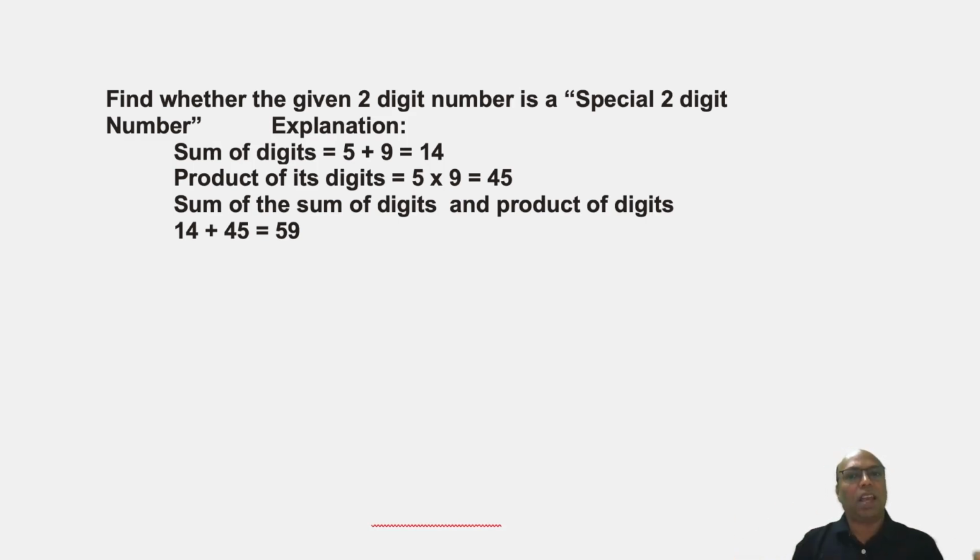What is my process? I need to take a 2-digit number. I need to what? Separate the digits, add them, multiply them, find the sum, and compare that sum with the original number. Okay, so using a ternary operator we are going to solve this problem. Make an effort, pause the video, and go solve the problem.